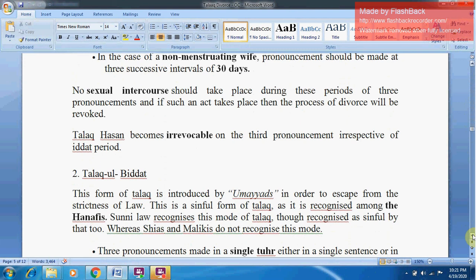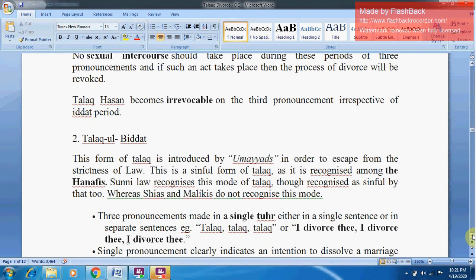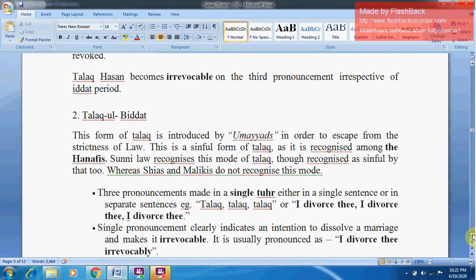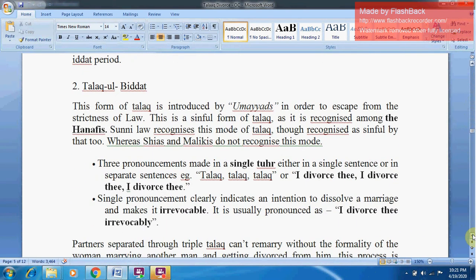No sexual intercourse should take place during these periods of 3 pronouncements. If such an act takes place, then the process of divorce will be revoked. Talaq Hasan becomes irrevocable on the third pronouncement, irrespective of that period.